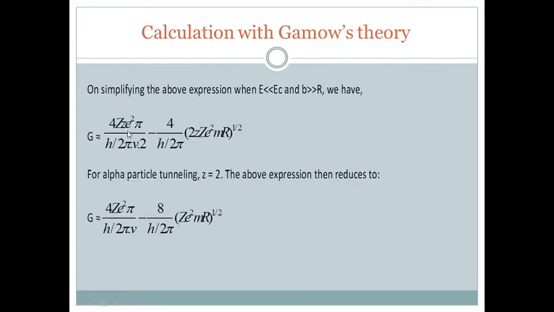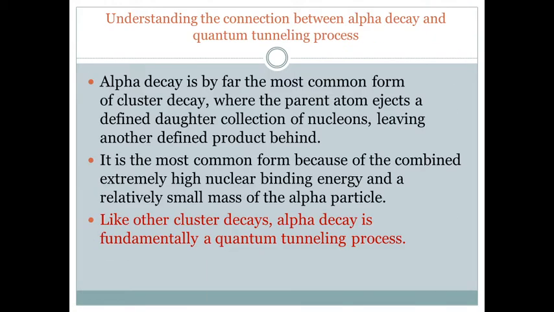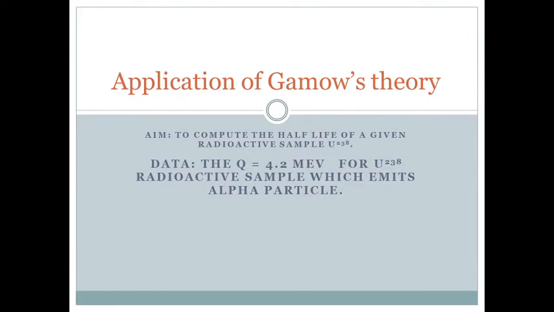Welcome to the fifth lecture on alpha decay. Last lecture we derived Gamow theory to explain alpha tunneling, and we had derived the expression. What we are going to do today is see how good that expression is.